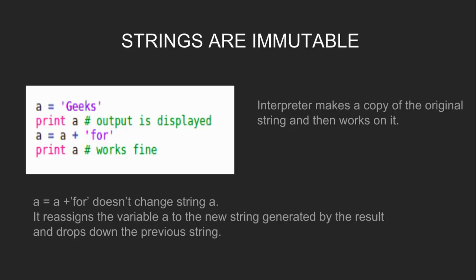In this program, we try to add another string to A. The interpreter makes a copy of the original string and then works on it. A is equal to A plus 4 doesn't change the string A. It reassigns the value A to the new string generated by the result and drops the previous string.